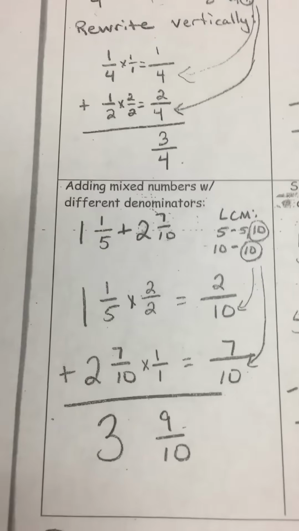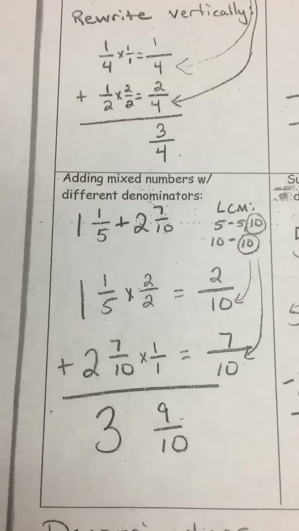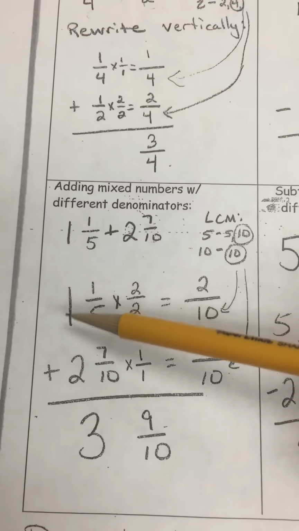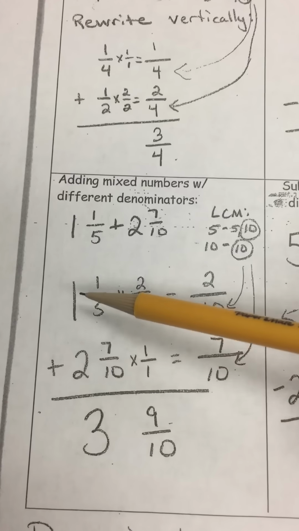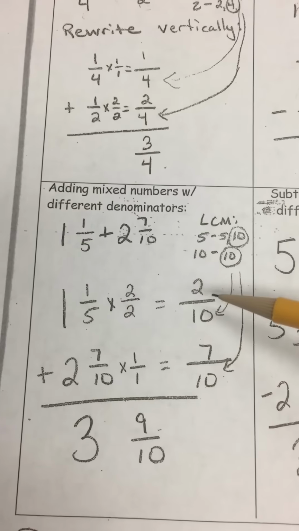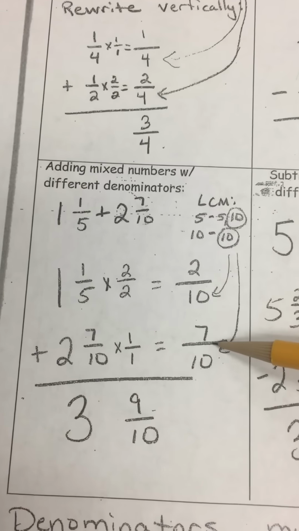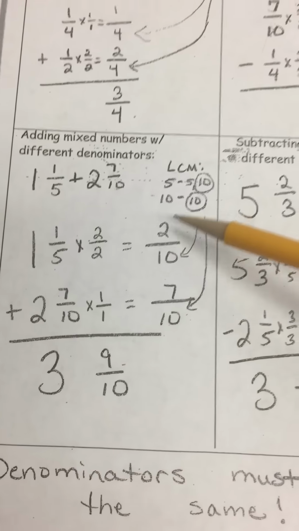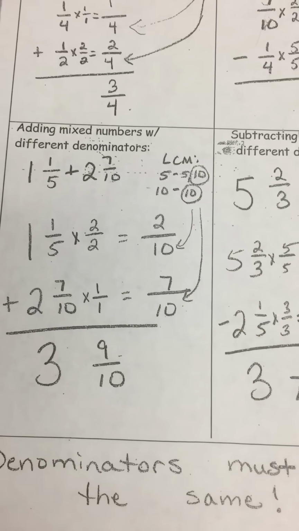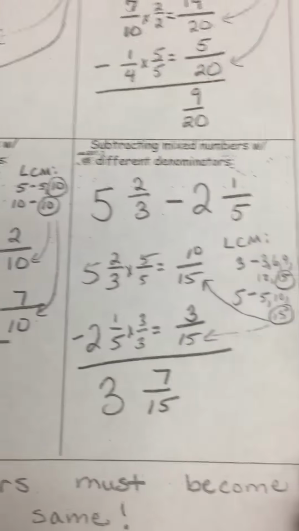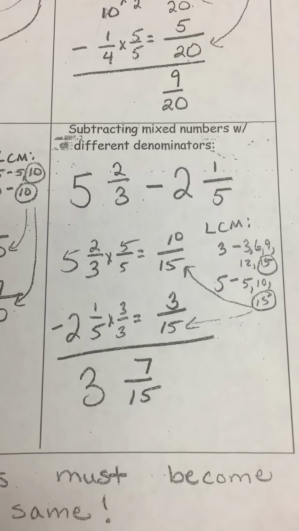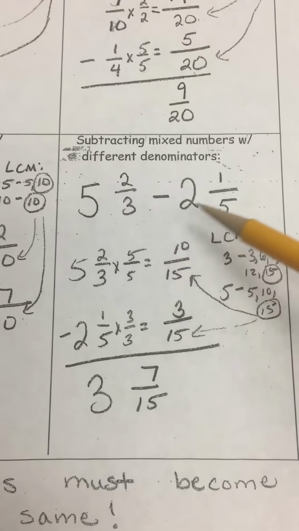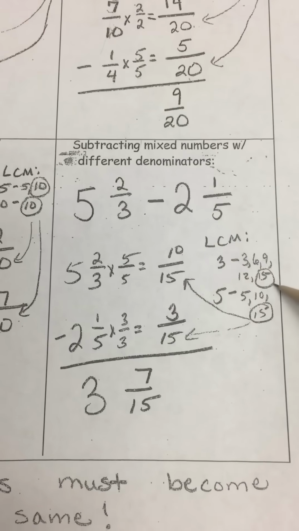With mixed numbers, we have a similar process. The only difference is that we're going to ignore those whole numbers until we get to the end, convert our fractions to equivalent fractions, and then add our whole numbers to our whole numbers and our fractions to our fractions at the end. For subtraction, same thing. I looked for the least common multiple of my two denominators and found that it was 15.